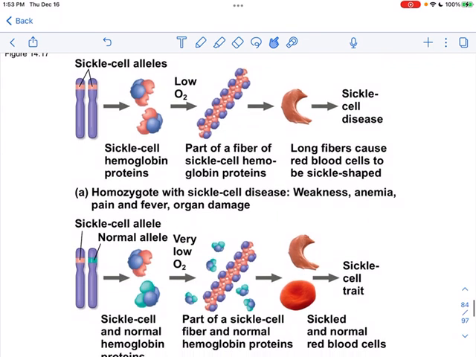So this diagram here just shows you the difference between a sickle-shaped hemoglobin protein. So here is that sickle-shaped red blood cell. And then if you have the normal allele, your red blood cells will be smooth.